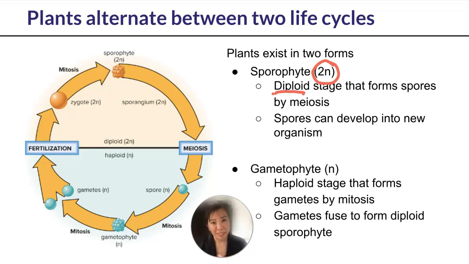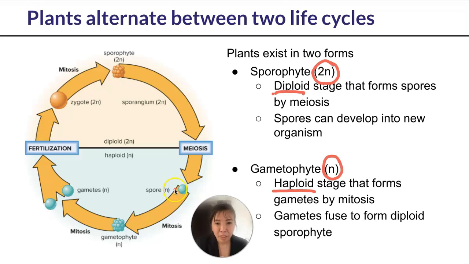The other state that plants can exist in is gametophyte. So gametophyte, you can think of as gamete. An example in humans, a gamete would be the sperm and the egg itself, right? The sperm and the egg have one copy of the chromosome, so it is haploid. It's 1N and is haploid. And this haploid stage is formed by gametes by mitosis, and the gametes will fuse together to form the diploid sporophyte.